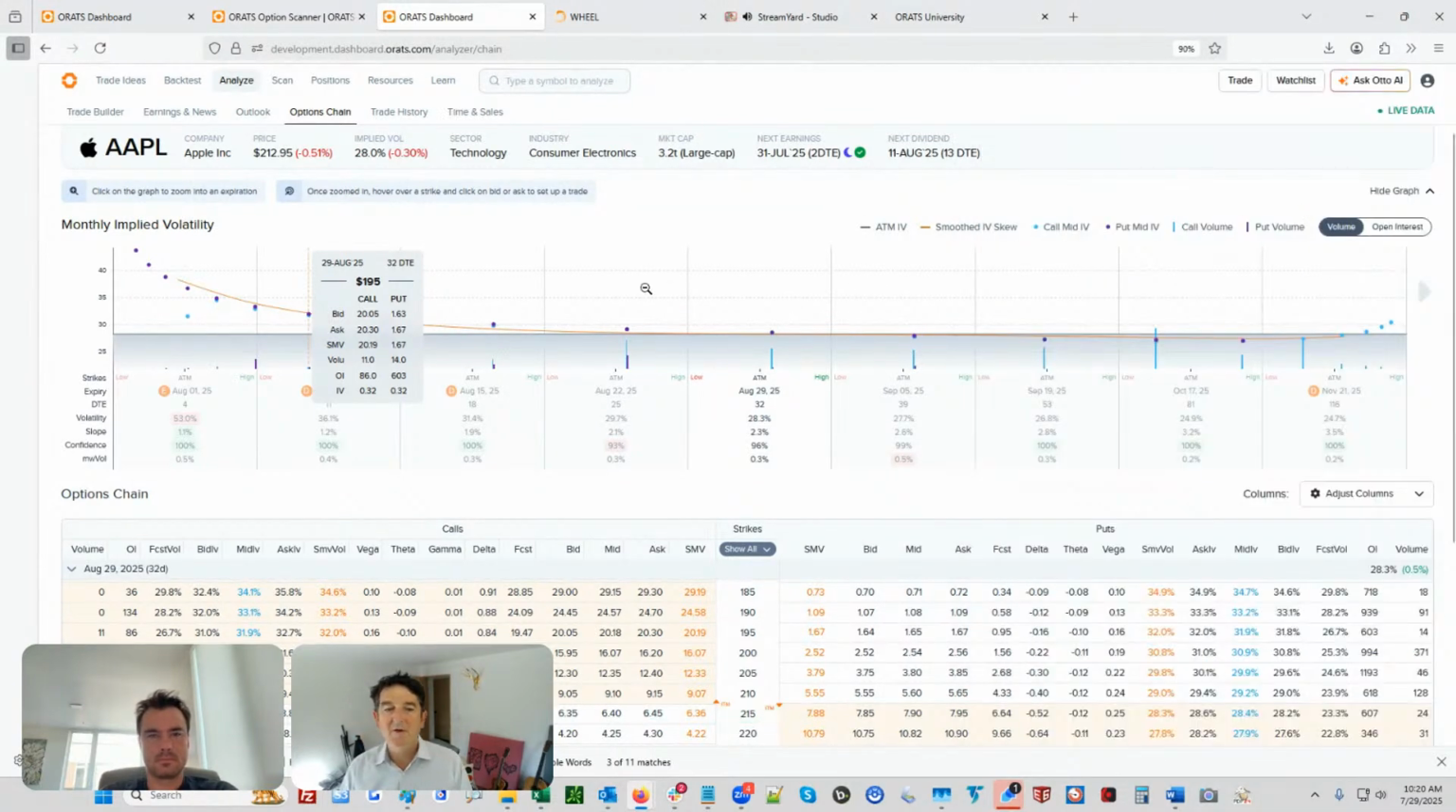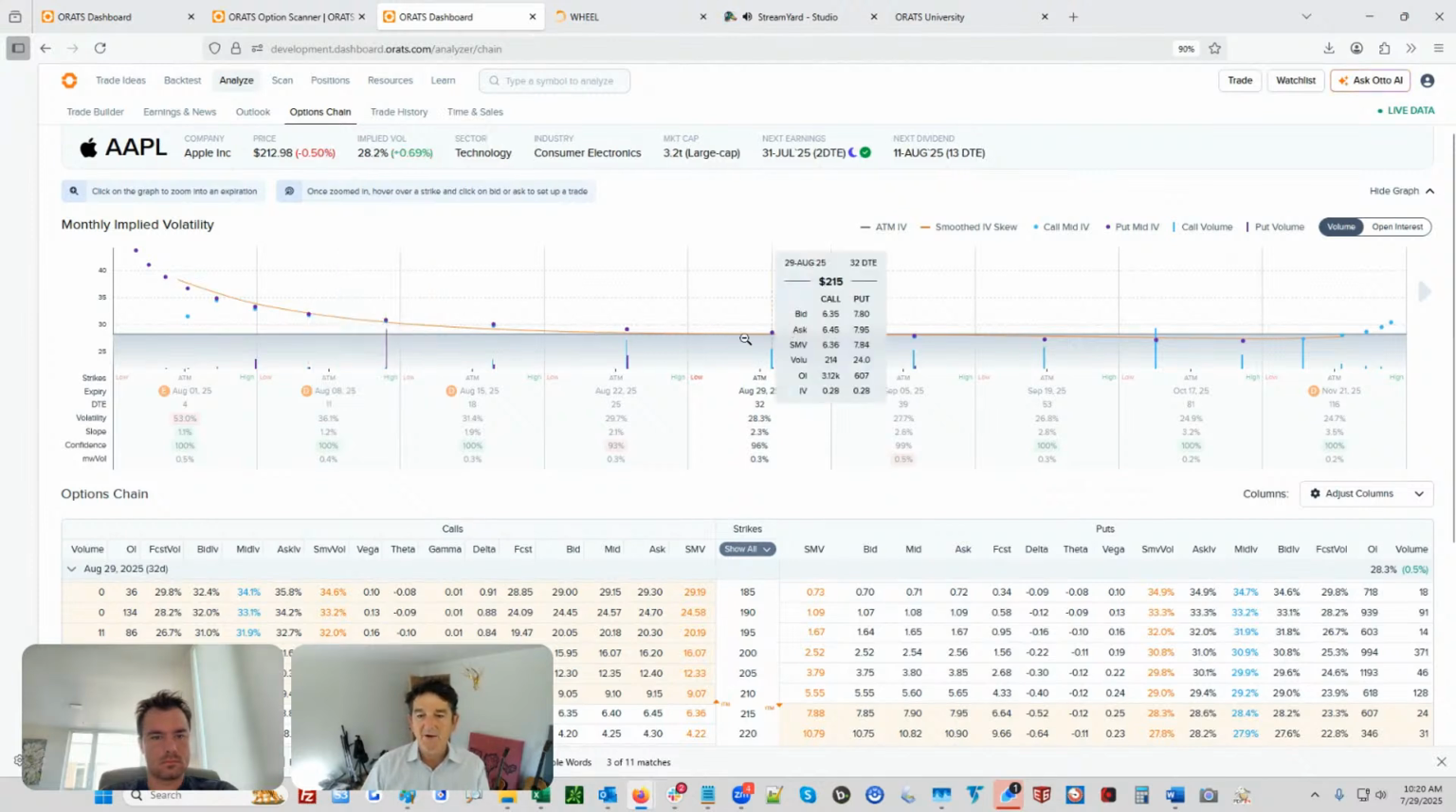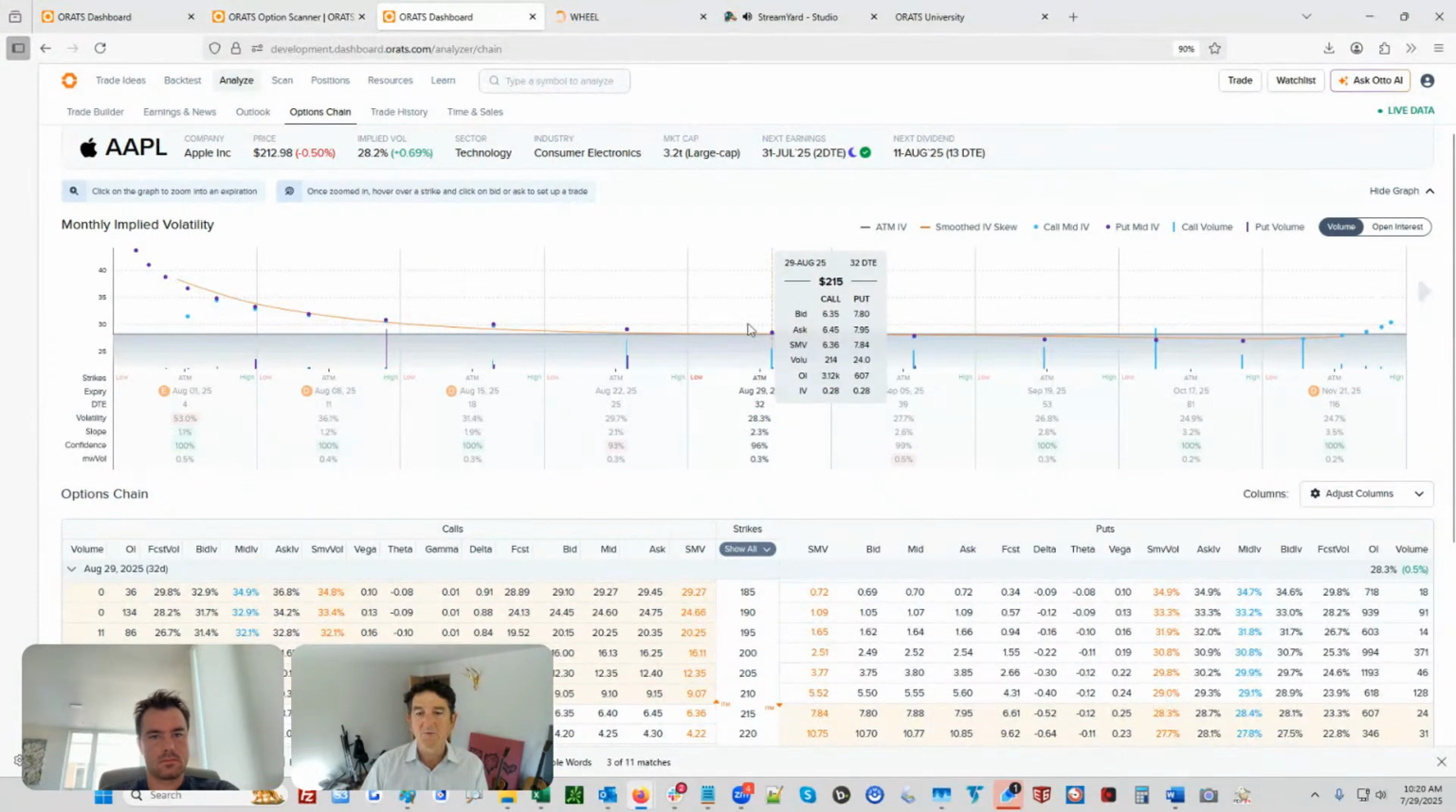Mm-hmm. And then thirdly, this is how we calculate the at the money. So we draw the skew, and at the 50 delta is where we draw our at the money volatility, and that is a very accurate volatility, and that allows us to do that forward volatility calculation. Does that all make sense?